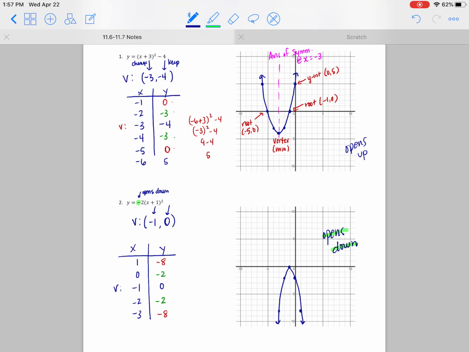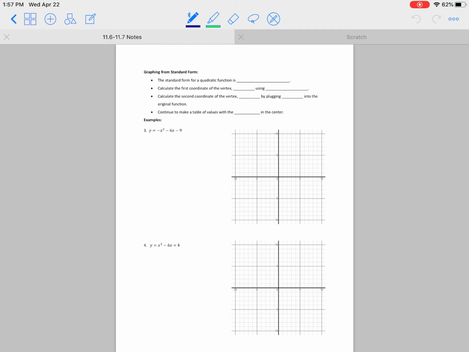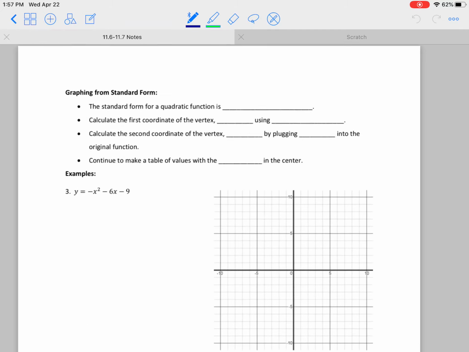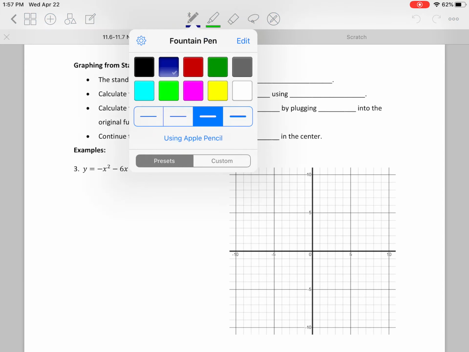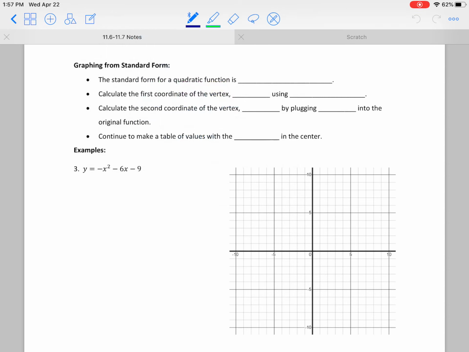So this parabola opens down, and this parabola opens up. Okay, so there it is. If it's in vertex form, we can pretty easily identify the vertex, make that the center of the table, and then build around it to make your picture.